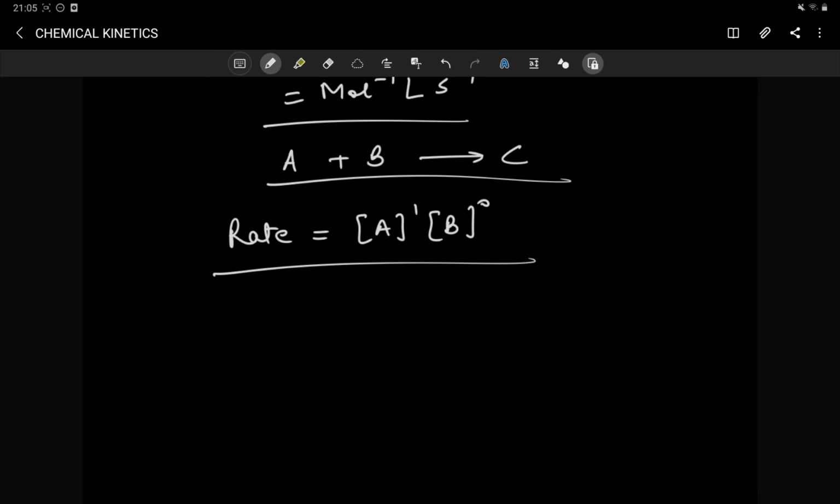Here we should say that the order of reaction is 1, because we know that the sum of the powers is the order of reaction. So that is how we can do it.